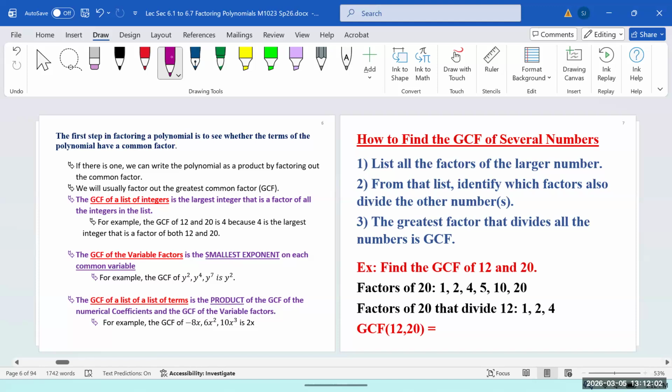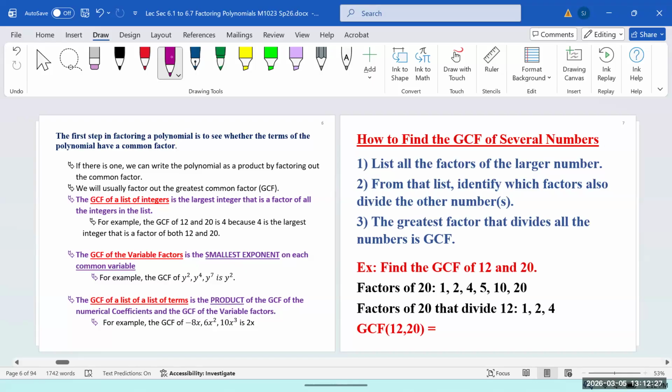1, we can divide by 20. 2, we can divide 20. 4, we can divide. 5, we can divide. 10, we can divide. And 20, we can divide. So 20 has all these as its factors. 1, 2, 3, 4, 5, 6. 6 of them. 20 has 6 factors.